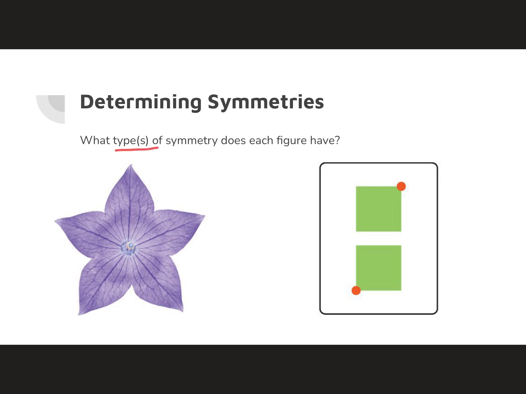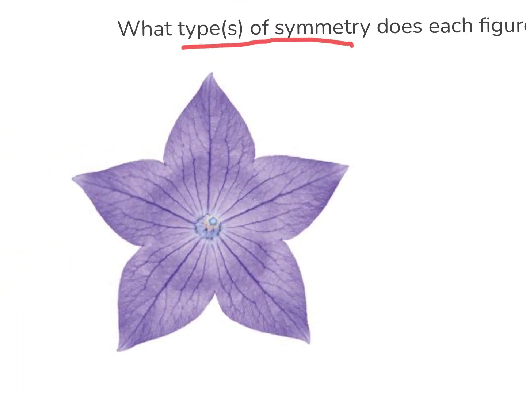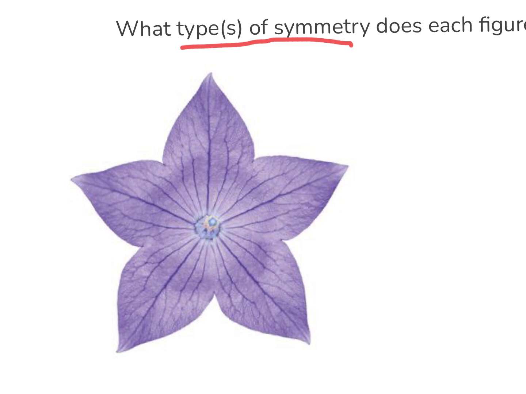Okay, so now let's talk about determining symmetries. So what types of symmetries does each figure have? So let's start with this figure over here on the left. I'm going to make it a little bit bigger. There we go. So I'm looking at this and I can see that there is a line of symmetry right here. So let's go a line of symmetry right here.